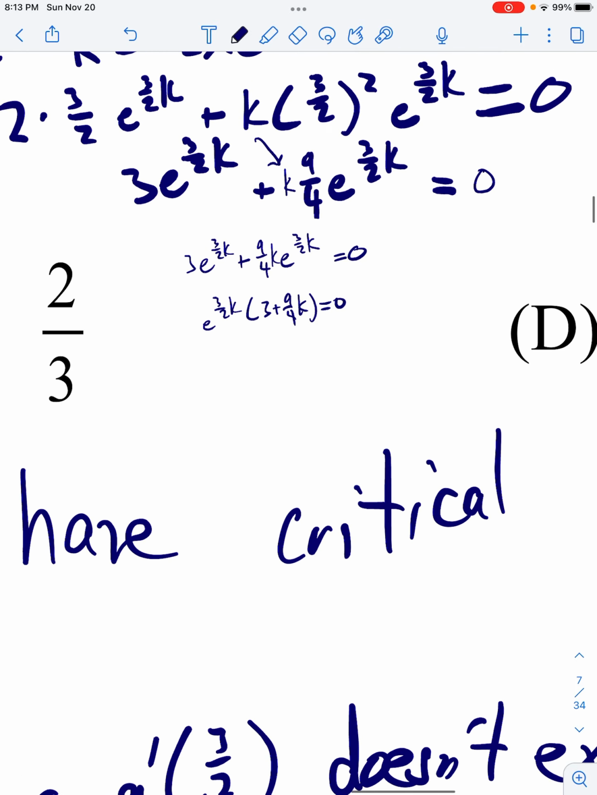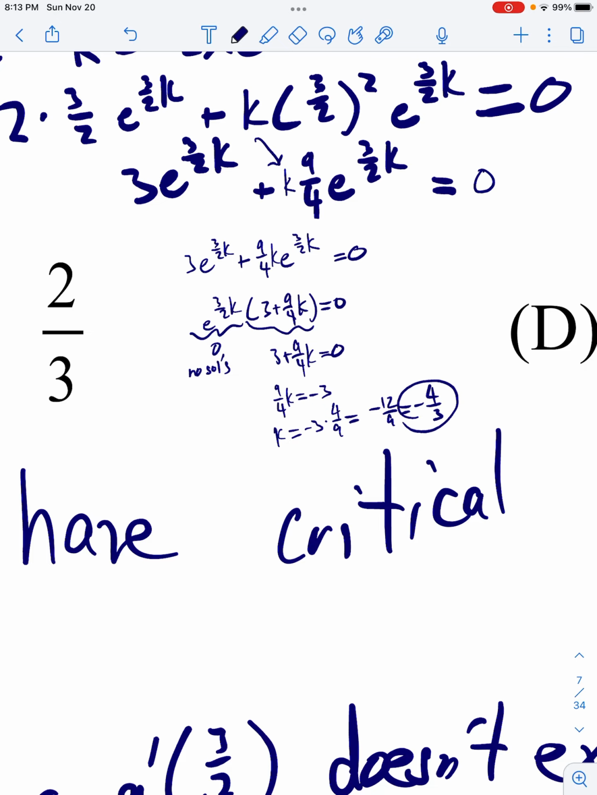So remember from algebra, the way you solve this kind of equation is you set each individual factor equal to 0. If you set this equal to 0, there's no solutions, so you can't do that. So we set this equal to 0, we get 3 plus 9/4 k equals 0, or 9/4 k equals negative 3, or k equals negative 3 times 4 over 9, which equals negative 4/3. So there's our answer.